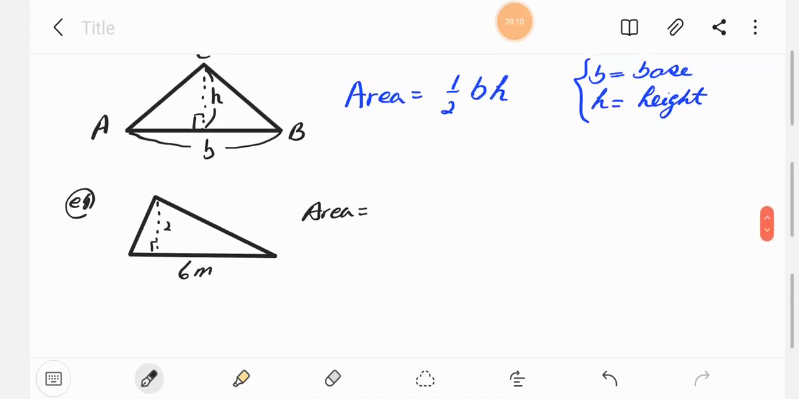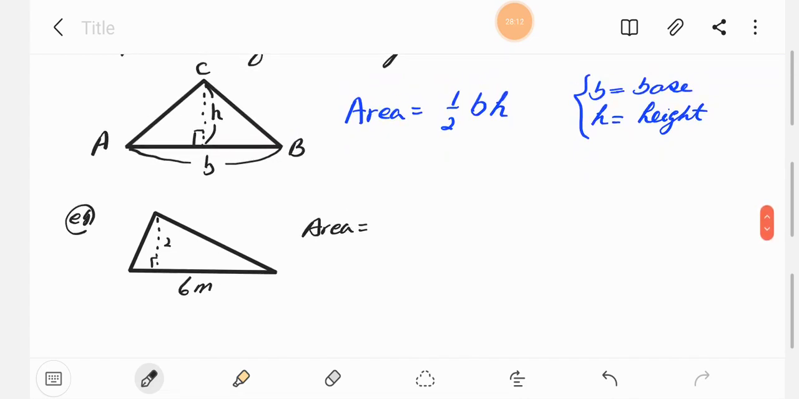So let's try this one. In this case, the base is 6, right? 6 meters. And then the height is 2 meters. So the area will be half the base times the height. So that is equal to 1 over 2 times 6 times 2. Can I write it something like this?